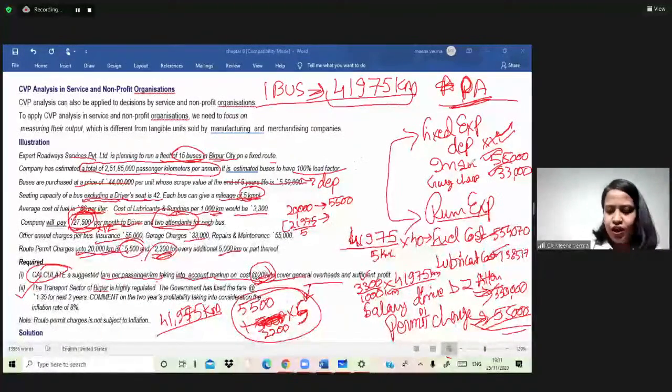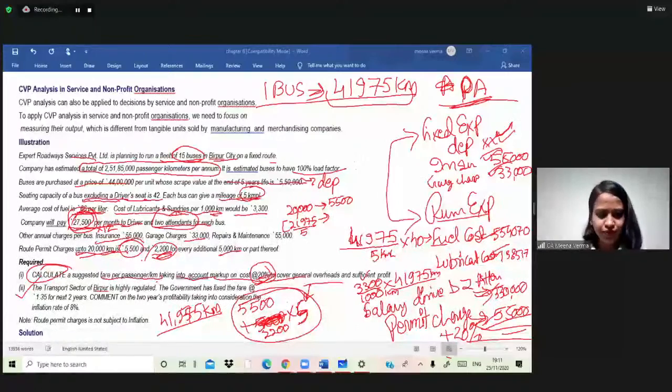Now see, in this way, we will do the 20% markup here. After the 20% markup, you will get the total revenue. This is the calculation you have done for 1 year for the present situation, and then they have given you that you have to find the same thing for the next 2 years.